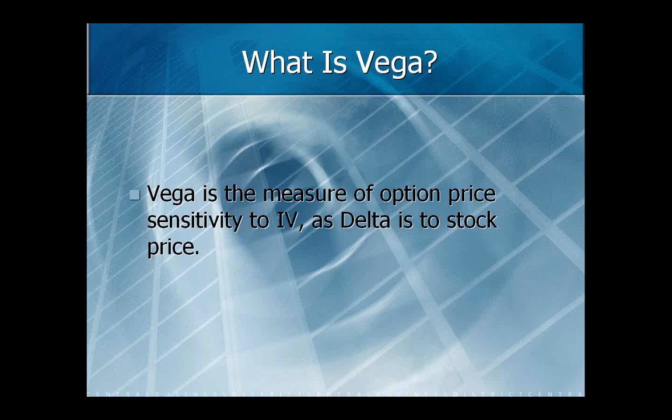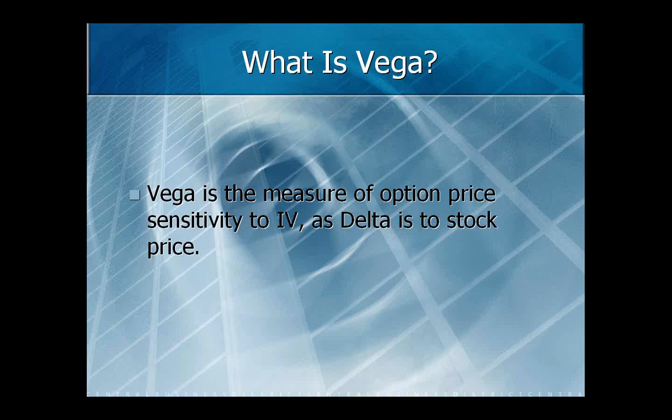Everybody pretty much knows what delta is. Delta is a measure of how much your option price will change based on the stock price movement. In other words, if you've got a 0.5 delta, or a 50-cent delta, for every dollar that the stock moves, your option is going to move 50 cents, in either direction.